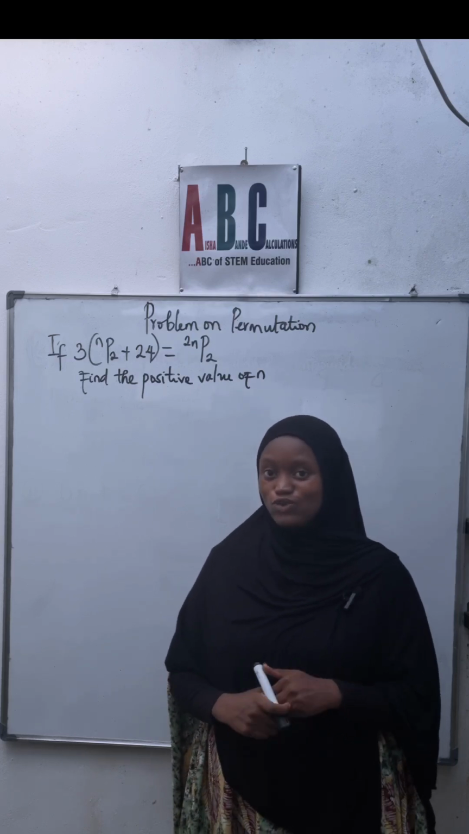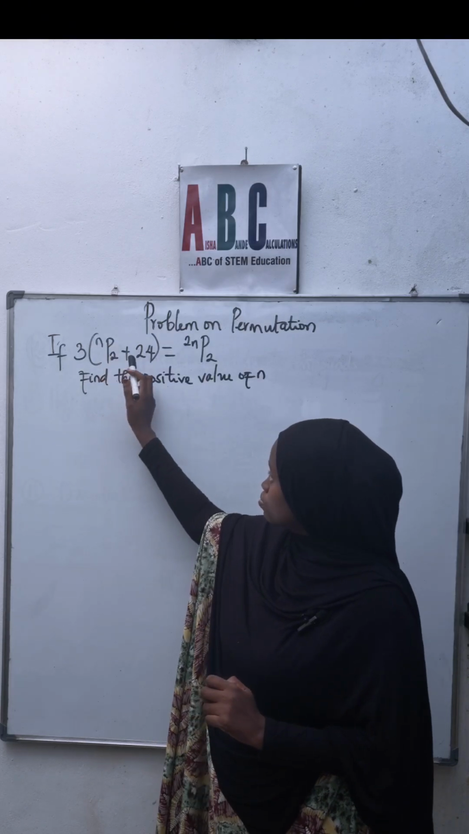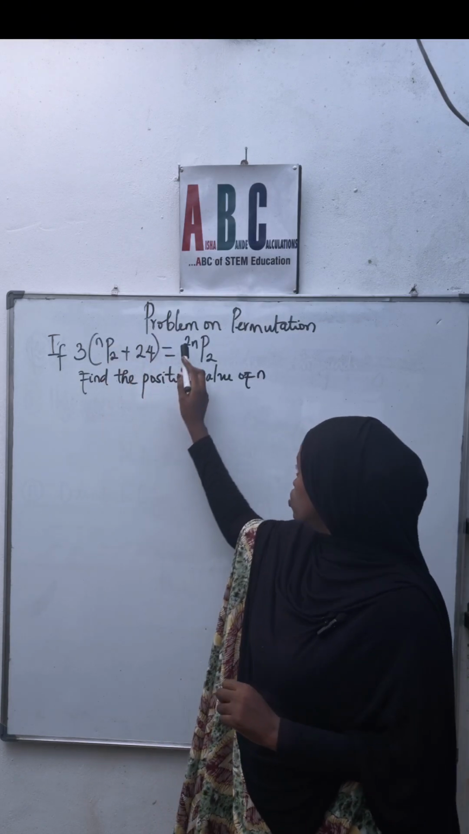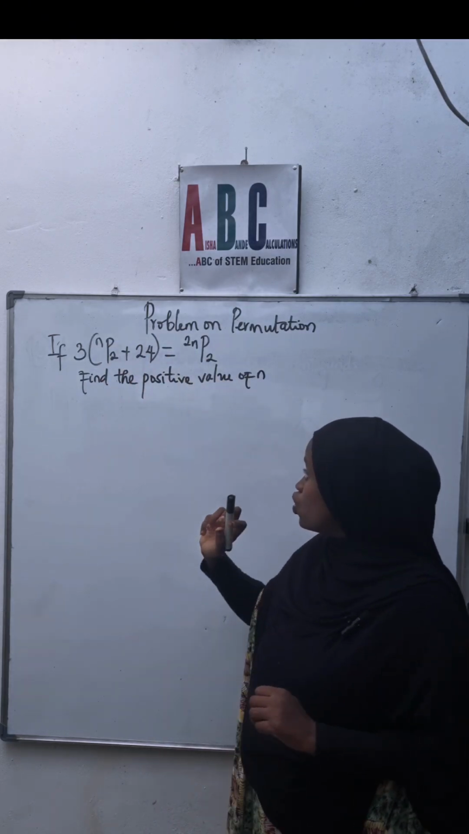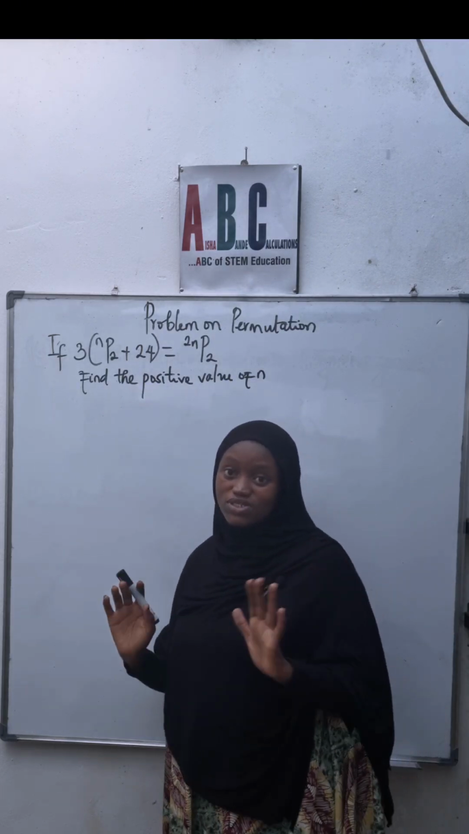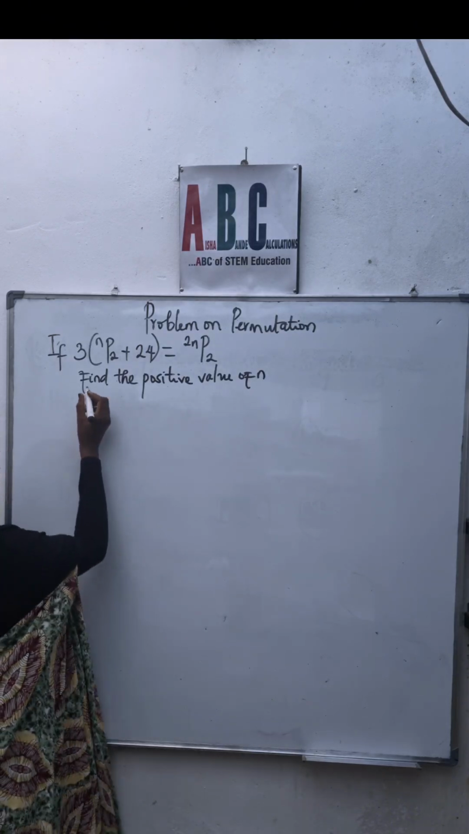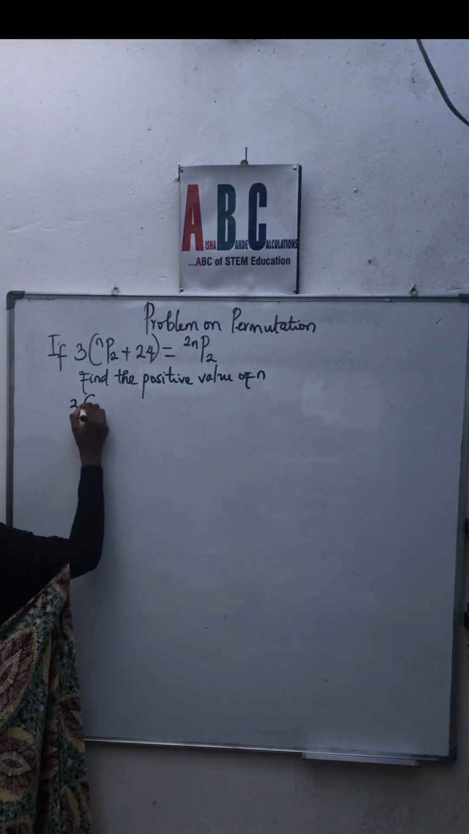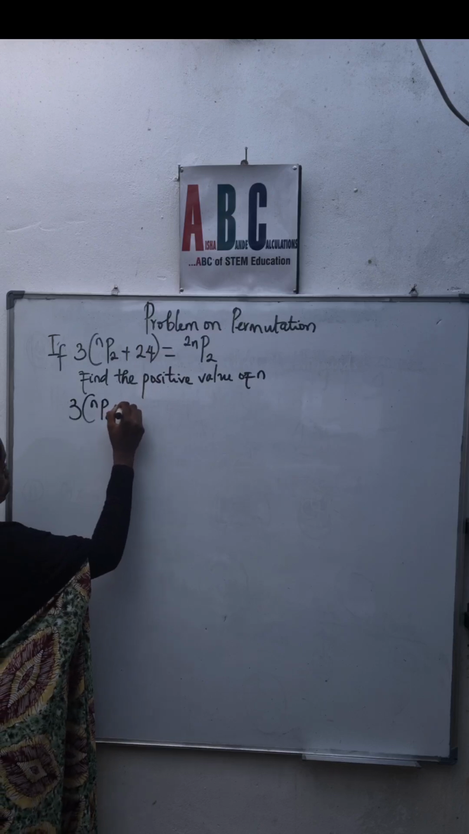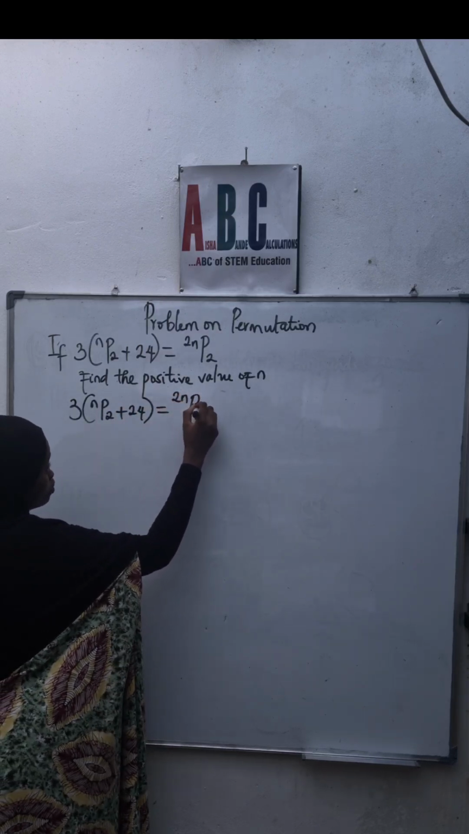Hello, good day, viewers. We have an interesting question on permutation that was sent in from one of our followers for it to be solved. The question reads: if 3(nP2 + 24) = 2nP2, we are required to find the positive value of n. So this question is under permutation. So let's begin. We have 3(nP2 + 24) = 2nP2.